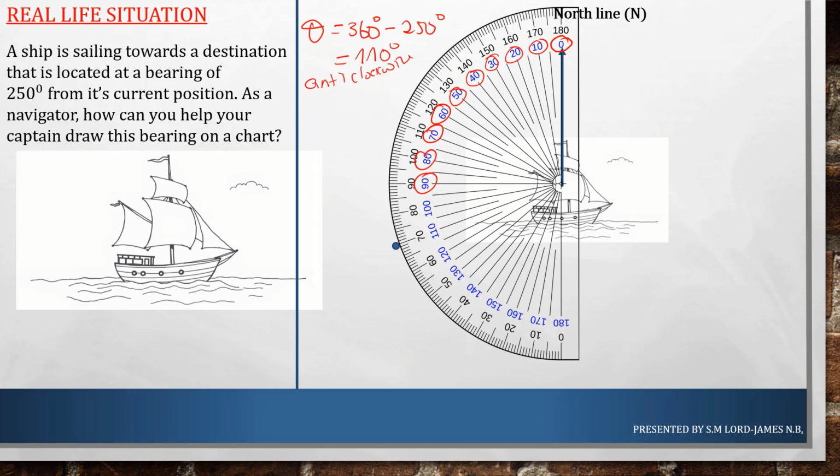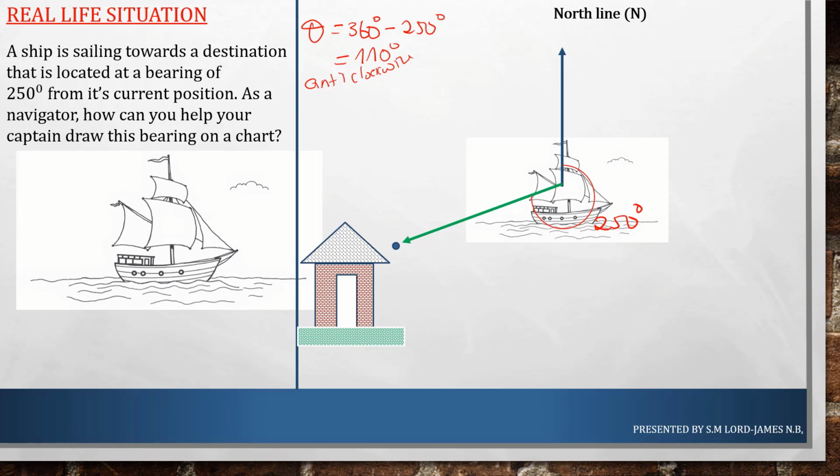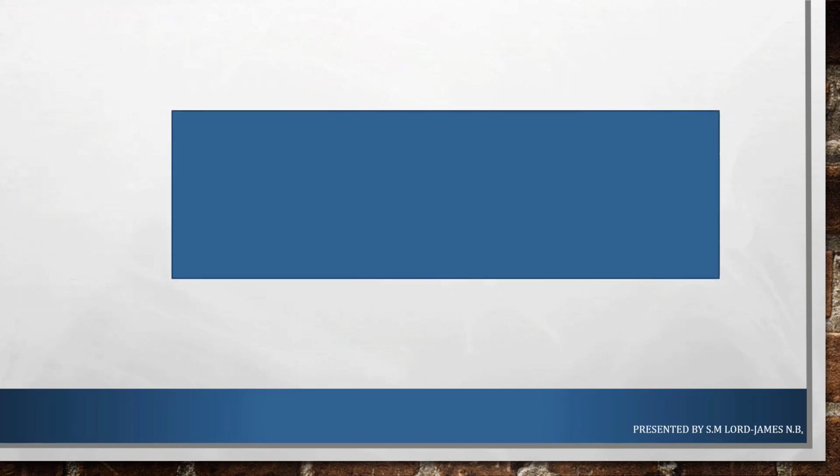From there we can remove our protractor and then we link from the ship to our destination. That destination can be home, it can be the seaport, anywhere. Then we have that bearing, which is the total angle measured, this red line, and it should now give us 250 degrees. And that brings us to the end.